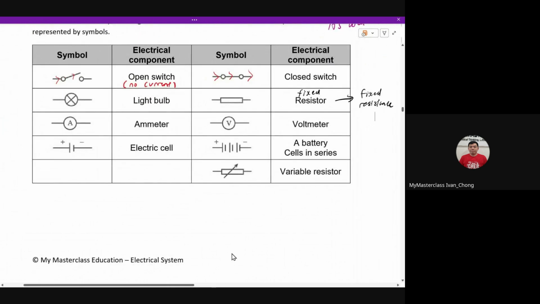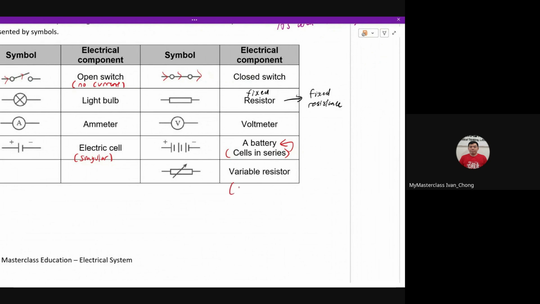All right. Now, below your ammeter, voltmeter, those are straightforward. This is an electric cell. This is singular. Okay. Then on the other hand, if you have a group of cells, this is what we call a battery. So your battery itself is always a group of cells. It's a bunch of cells. So it's like a group of persons. A battery is just a group of cells. All right. And then you have what we call a variable resistor. It's also called a rheostat.